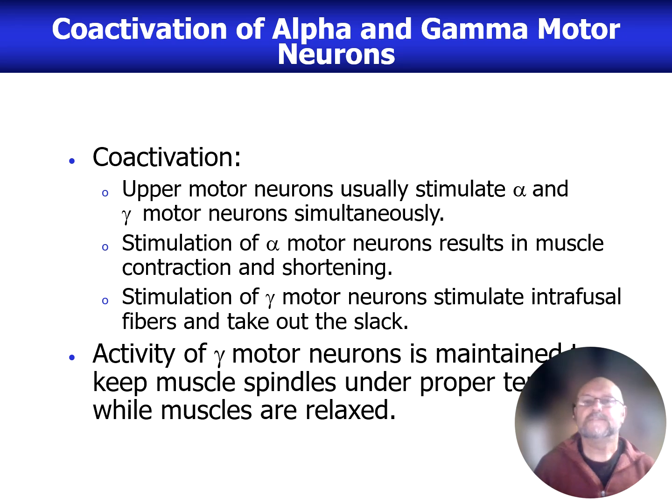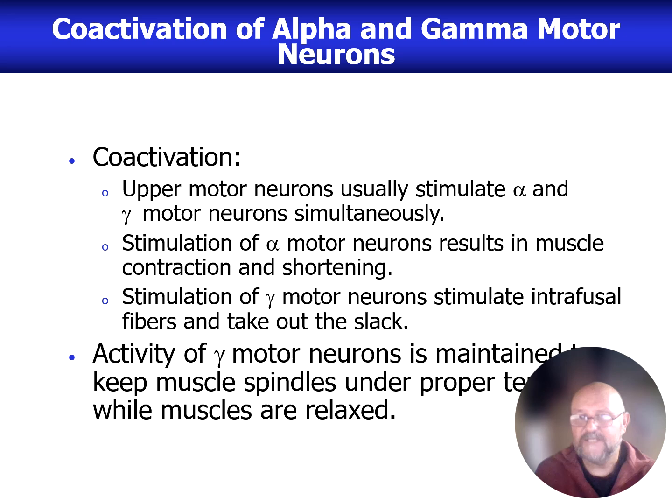Co-activation of alpha and gamma motor neurons, the ones that attach onto the muscles. The alpha is causing the muscle's contraction, the gamma is measuring the length of that contraction using the muscle spindles. So upper motor neurons usually stimulate both alpha and gamma motor neurons simultaneously to keep everything together. As I said, stimulation of alpha motor neurons, you get muscle contraction. Stimulation of gamma, you get intrafusal fibers measuring that contraction.